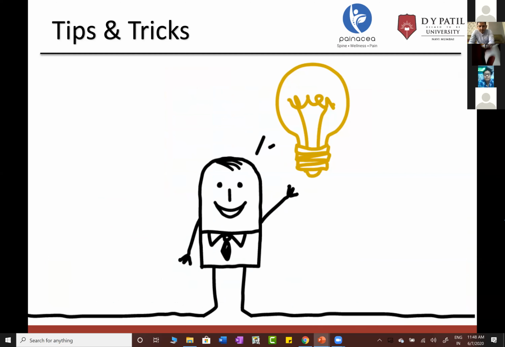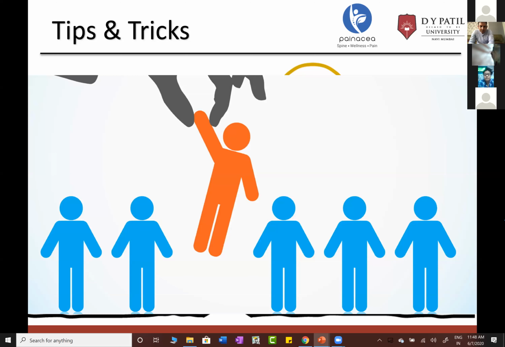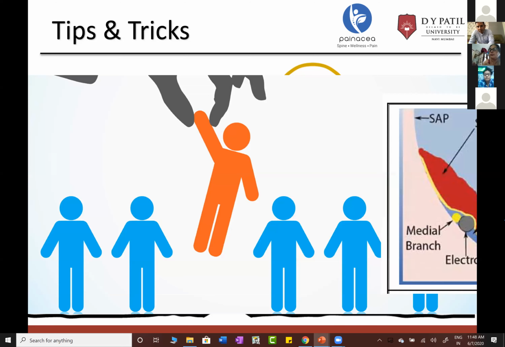So some tips and tricks are, as mentioned, you need to be very careful about the placement and the patient selection. The patient selection is the number one trick to avoid failures. So you will ideally select a patient who has a very clear-cut clinical diagnosis, and it is not for experiment. RF is not for your experimentation. You can experiment with an injection of a local anesthetic for a diagnostic procedure, but definitely not with an RF. So if you are sure, then you can go ahead with the RF. So patient selection is important.